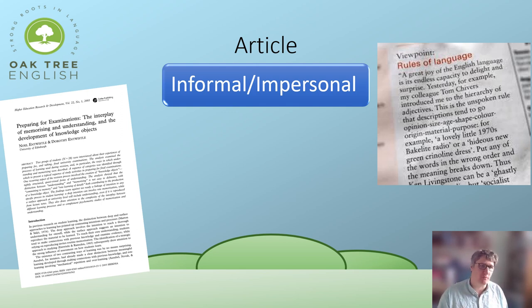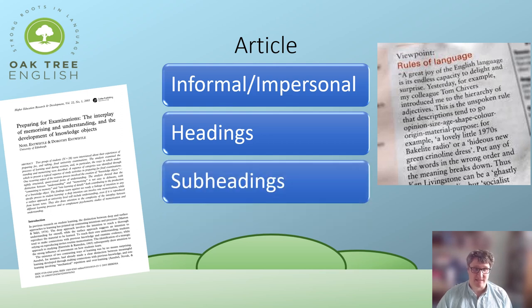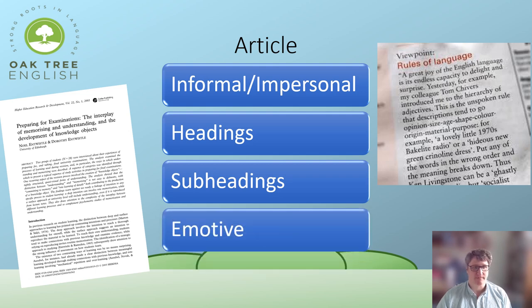It is informal. That means you don't have to write as if Her Majesty the Queen, God bless her, is reading it. You just have to write as if your mum's going to read it, but you don't write it to your mum. Depending on your relationship with your mum, I suppose. It will have headings and subheadings. It will very likely use emotive language. These are good ways to get it going. Emotive, by the way, is the E of da forest.